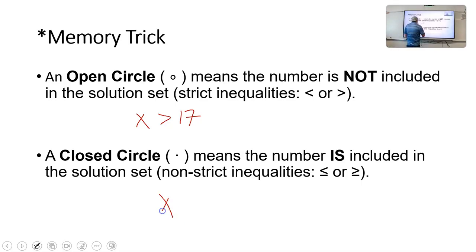For the closed circle, it means the number is included. So for example, if we had x is less than or equal to 3, so any number less than 3, so a 2, a 1, a 0, is included in that solution set, but 3 is also included in the set because we have this "or equal to" part of my sign. So open circle means it's not included in the solution. Closed circle means it is included in my solution set.